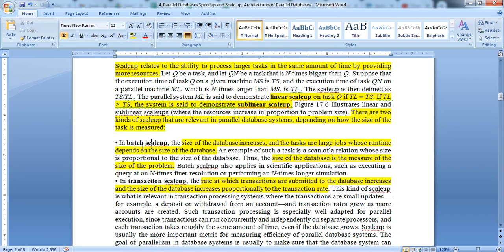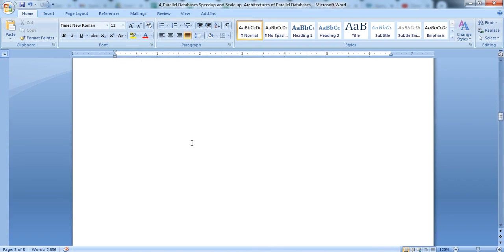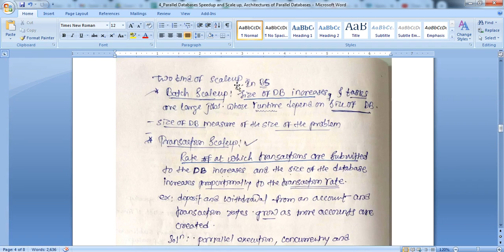Now scale up has two types. The first is batch scale up. We will go through this theory with some notes. Batch scale up: the size of the database increases and the tasks are large jobs whose runtime depends on the size of the database. Tasks are large jobs whose runtime depends on the size of the database. The size of the database measures the size of the problem. That is simply batch scale up. It depends on the task, the work.